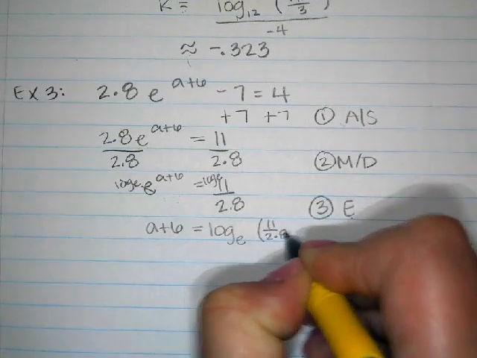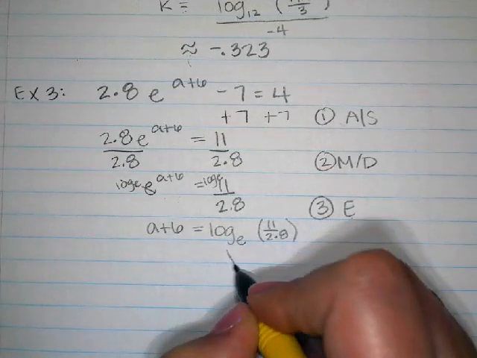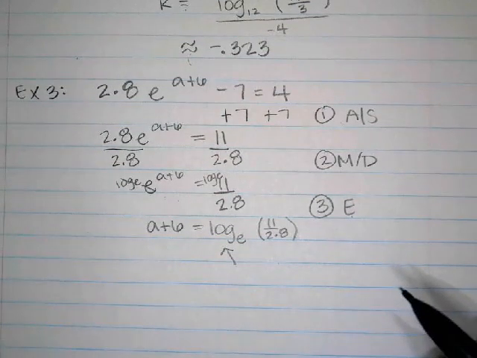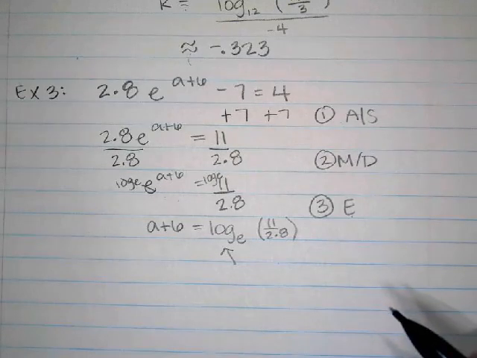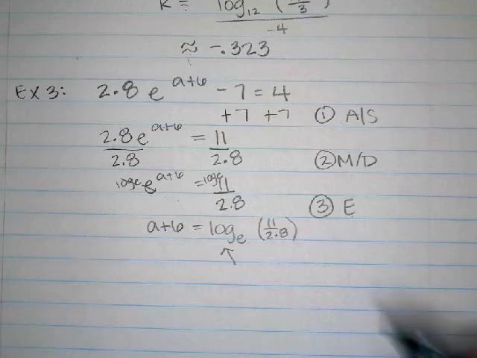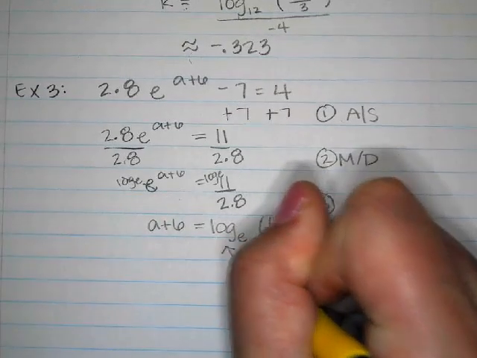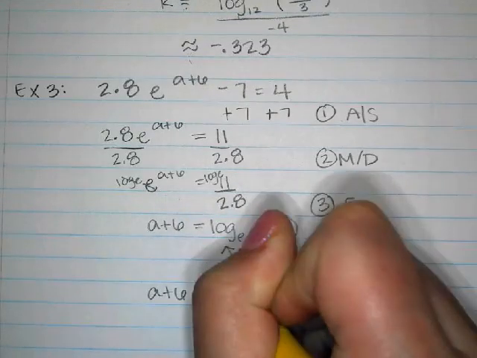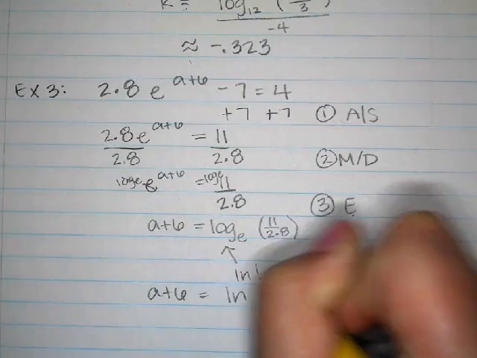And then somebody remind me, what is log base E? It's the natural log, which is ln. Log base E is ln. Yeah, this is ln. Okay, so we have a plus 6 equals ln of 11 over 2.8.